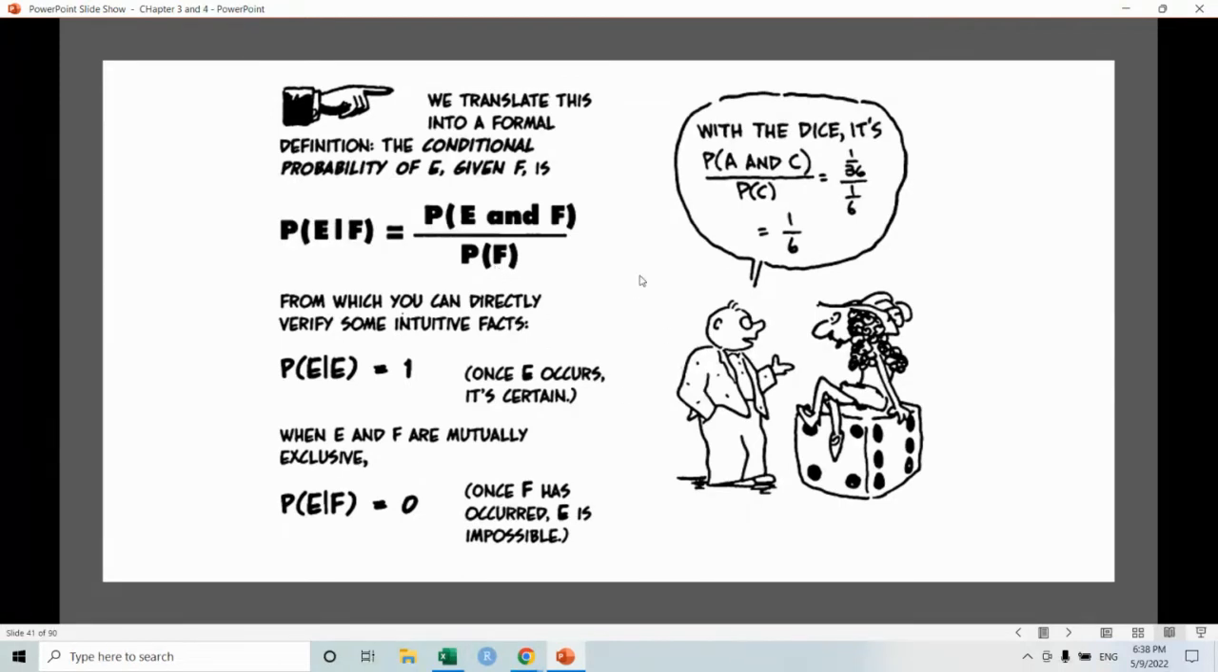You can directly verify some intuitive facts. The probability of E given E equals 1. Once E occurs, it is certain, right? It's already happened. When E and F are mutually exclusive, the probability of E given F equals 0. So once F has occurred and we know E can't occur, then it must equal 0. So with the dice, the probability of A and C is 1 divided by 36, divided by the probability of C, which was 1/6. So you factor that out and you get 1/6.